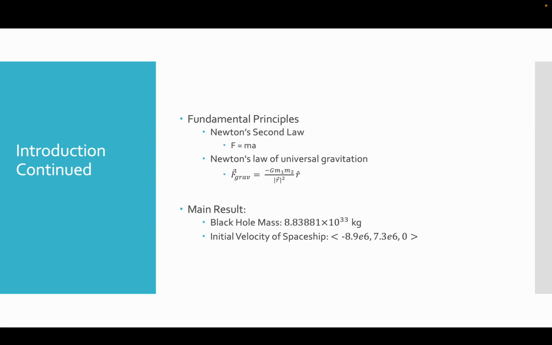The main result of this lab was that the mass of the black hole was 8.83881 times 10 to the 33 kilograms, and the initial velocity of the spaceship was negative 8.9 times 10 to the 6 for the x component, and 7.3 times 10 to the 6 for the y component, and 0 for the z component.